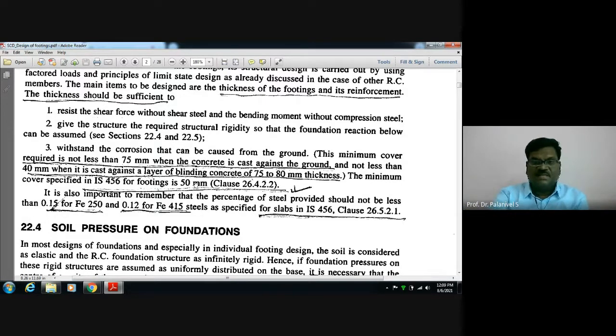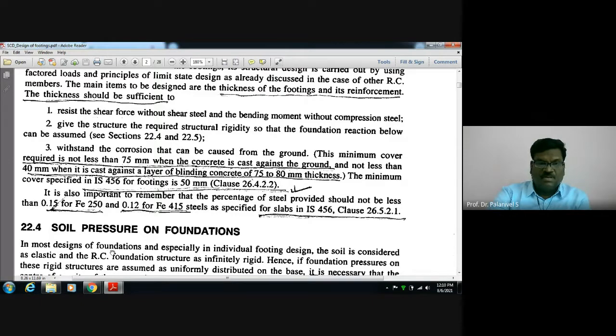Now I am coming to the steel to be provided. The percentage of steel provided should not be less than 0.15 for Fe250 and 0.12 for Fe450 steel, as specified for slab in IS 456 clause 26.5.2.1. We have already seen it in the design of slab. If you use Fe250 steel, the minimum reinforcement should be 0.15%. If you use Fe450 steel, the minimum percentage of steel should be 0.12.